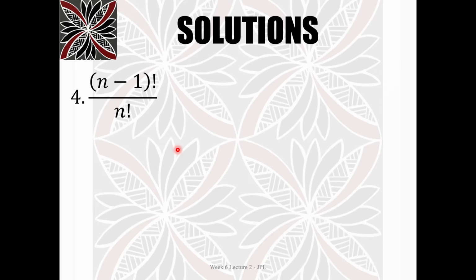Same with this one. Which one is bigger? Is it the numerator or the denominator? Obviously the denominator, because of the minus 1. So you expand the one at the bottom, so you minus 1 from the bottom. Then you simplify, giving you the answer of 1 over n.